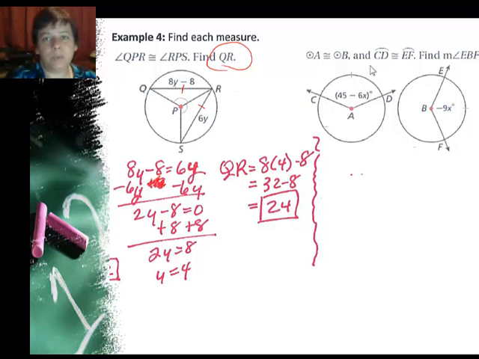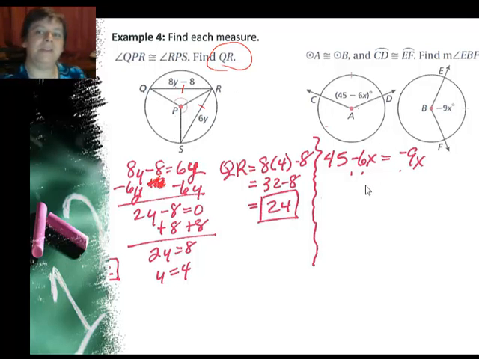Now, in this problem, they tell me that circle A and circle B are congruent, and this arc is congruent to this arc. So they want to know this angle right here, EBF. If the arcs are congruent and the circles are congruent, then the central angles have to be congruent. Now this problem's a little interesting, so I decided to do it anyways, even though I'm going to get an interesting x answer. I have 45 minus 6x equals negative 9x.